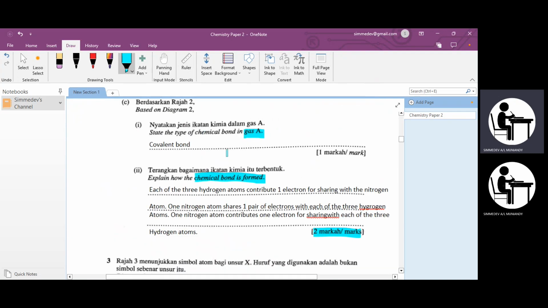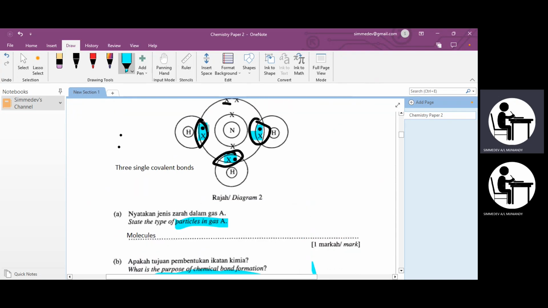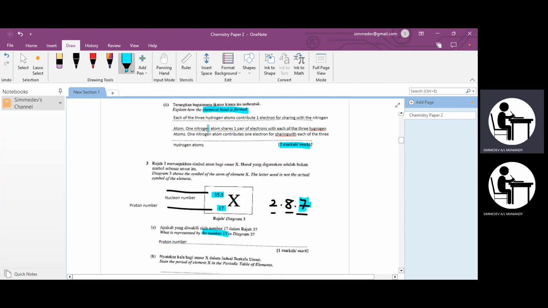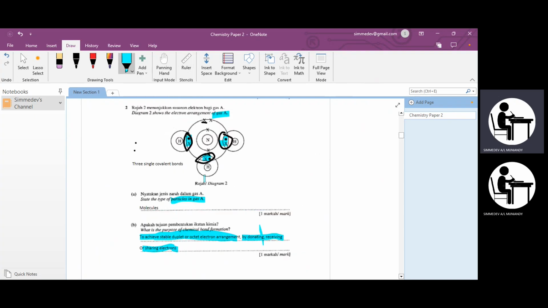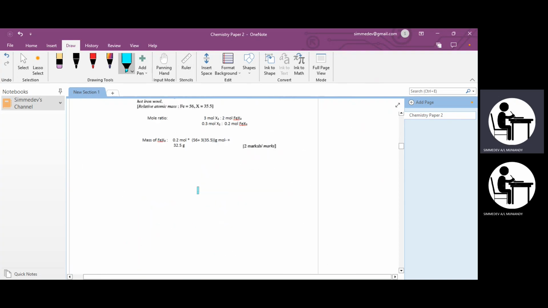State the type of chemical bond in gas A. Usually gas is formed through covalent bond. I barely remember any gas having ionic bond. This is covalent bond. You could see sharing of electrons happening over here.